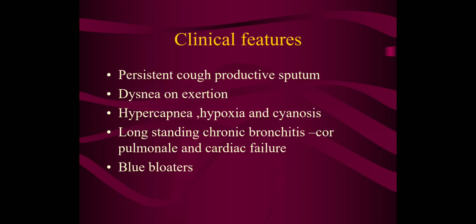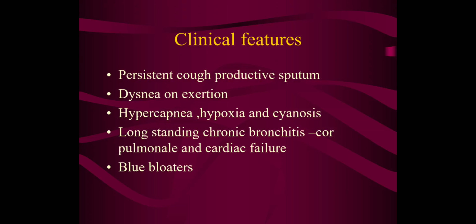Now what are the clinical features? The patients will have persistent cough with productive sputum. Again, patients will have dyspnea on exertion, hypercapnia. Here the thing is reversed. When compared to emphysema, patients with chronic bronchitis will have hypercapnia. That means the patient will be having hypoxia. The carbon dioxide will be retained. Because of this deoxygenated blood, the oxygen saturation will be very less, so the patient will have cyanosis. So cyanosis will be there, hypercapnia and hypoxia.